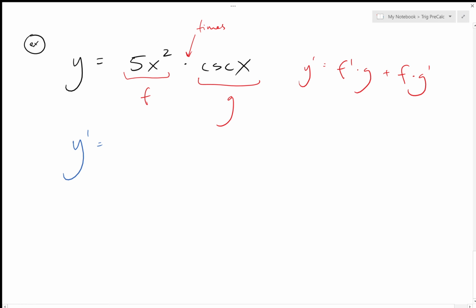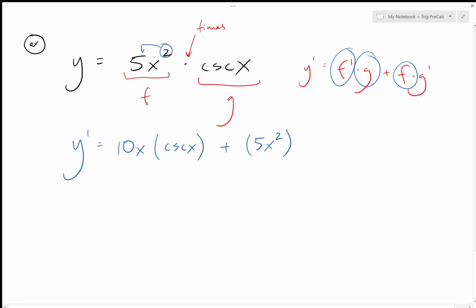So y prime, finding the derivative. So I need to find the derivative of f, so that's going to be 5 times 2 is 10, x to the 1 lower, so x to the 1, times it by g. G is just cosecant x, plus regular f, so 5x squared, times the derivative of g. So now we got a trig function here. We need to find the derivative of cosecant. And if we look back to that lesson, the derivative of cosecant is cosecant x, cotangent x.